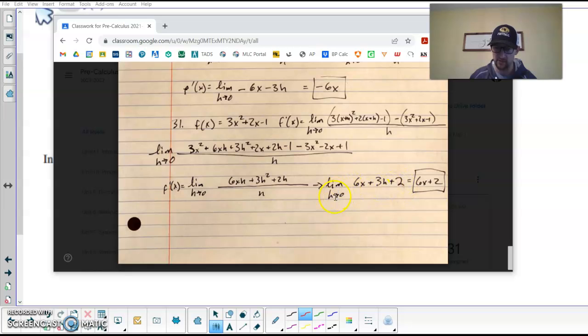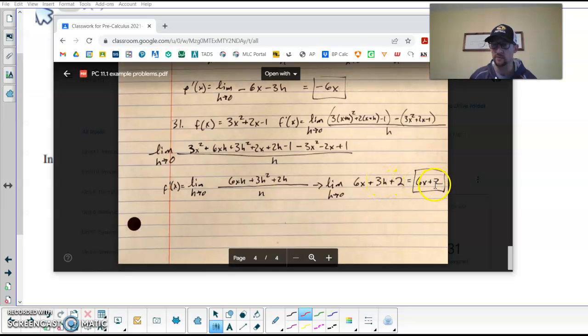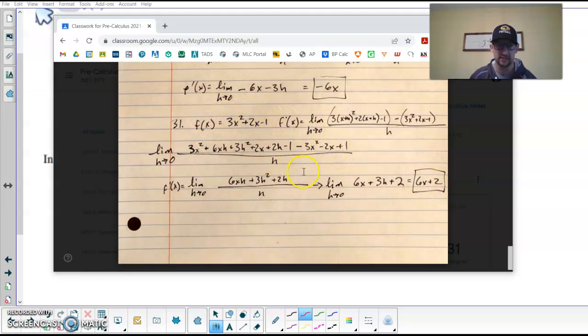Find the limit of that as h approaches 0. Plug in 0 for h. 0 times 3 is 0. That leaves me with 6x plus 2. A brand new function that describes the slope of this curve at any point of x.